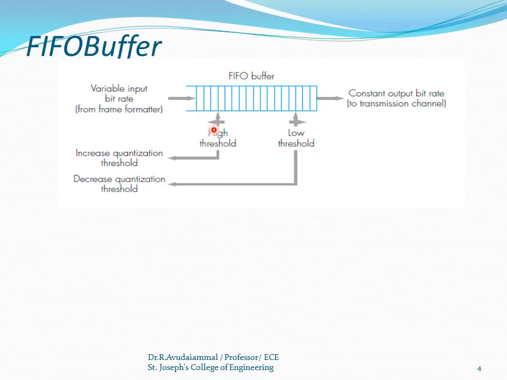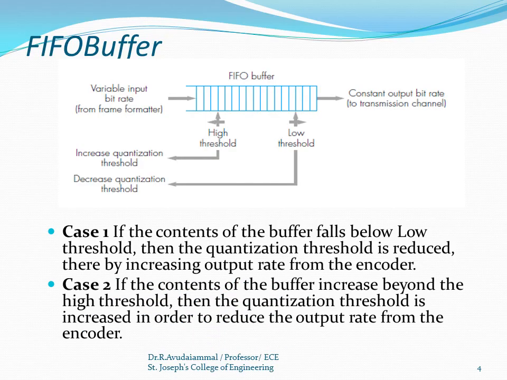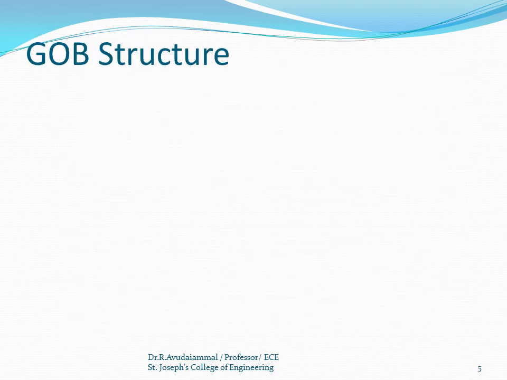When it goes beyond the high threshold, that means at a particular instant the buffer is going to be filled completely. Therefore, the quantization threshold is increased. That means the values to be encoded are decreased, which requires fewer bits. So, if the contents of the buffer fall below the low threshold, we decrease the quantization threshold. Otherwise, we increase the quantization threshold. This is the mechanism by which the quantization threshold is varied.